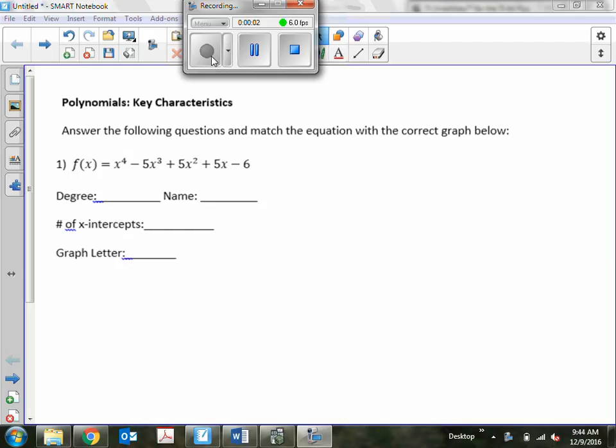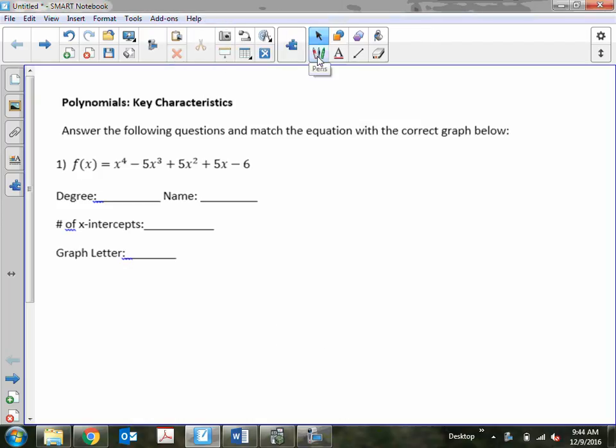Now that we know what a polynomial is, we are going to go ahead and practice graphing some polynomials. So if we take a look at what we are given here, we are given f of x equals x to the fourth minus 5x to the third plus 5x to the second plus 5x minus 6. First thing we need to do is identify what degree it is and give it a name.